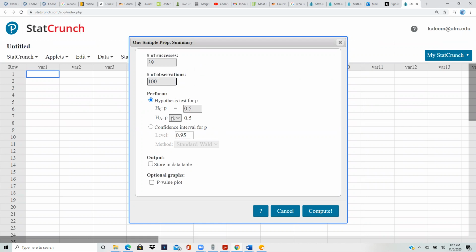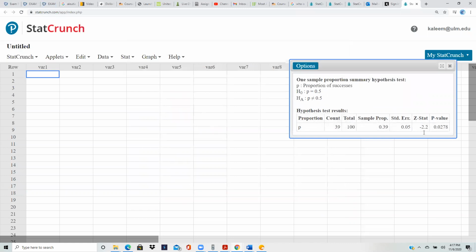And they didn't tell about what kind of test it is, so you can leave it at two-tailed, because at this point we have to get the test statistic, and that stays the same no matter what tail for the test you use. So the test statistic is negative 2.2.